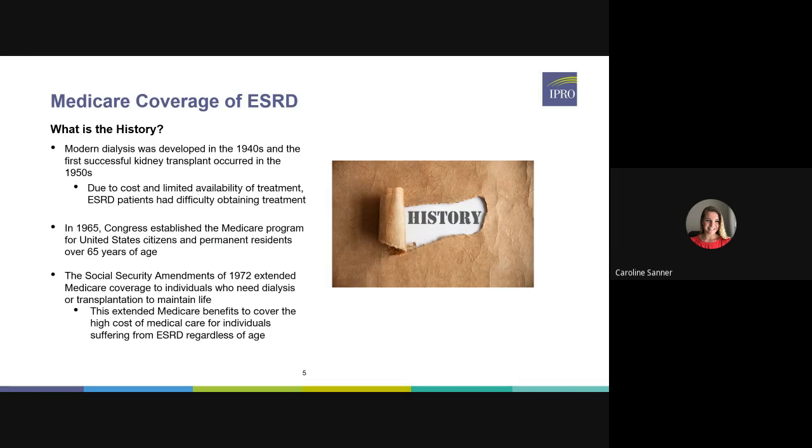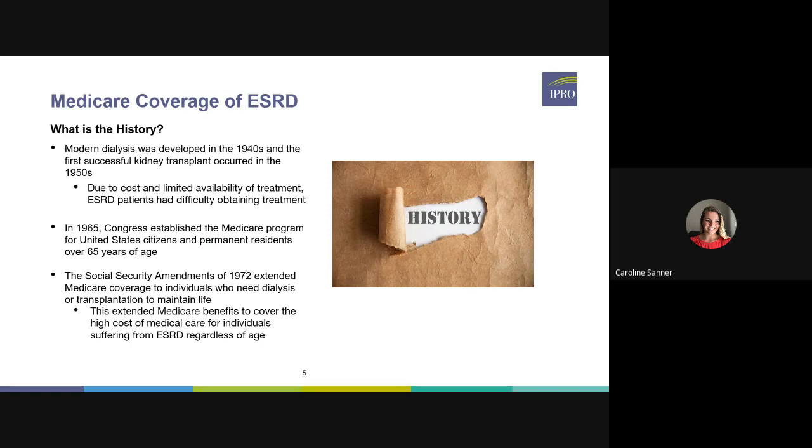So what is the history of the end-stage renal disease coverage from Medicare? This is important to learn as the remainder of the course builds upon what was once established. So in the 1940s, modern dialysis was developed. Then in the 1950s, the first successful kidney transplant occurred. Despite these early advancements, there was a systemic issue with the availability of treatment. For those diagnosed with end-stage renal disease, if treatment was available, there was also the constraint of hefty medical costs, which left many Americans unable to obtain treatment.